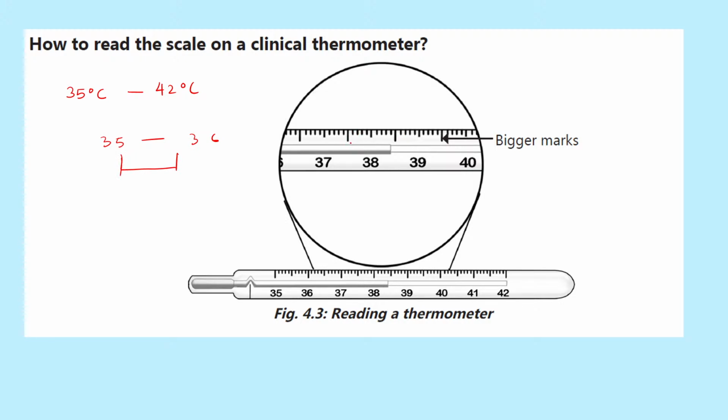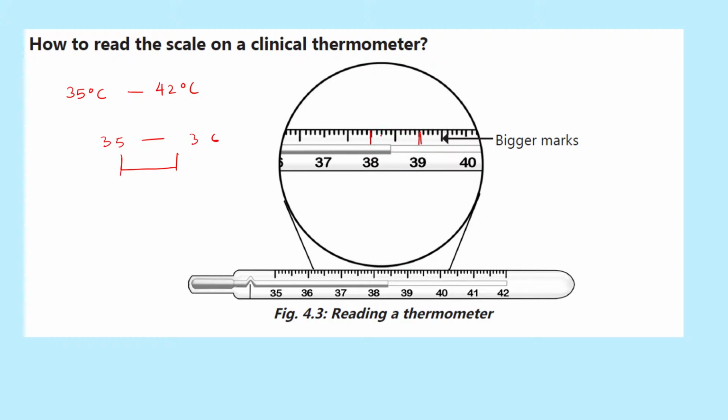So what is the reading on this particular thermometer? What is the temperature? Here it is 35 and this is 39. So in between 35 and 39, what is the correct reading it is showing? Yes, it is showing 38.9. So how many lines are there?